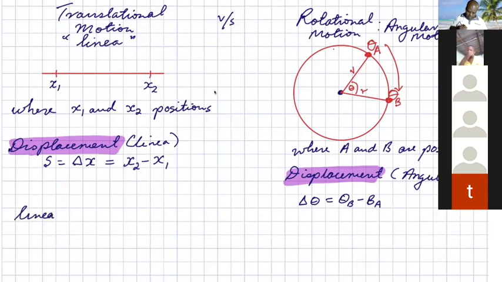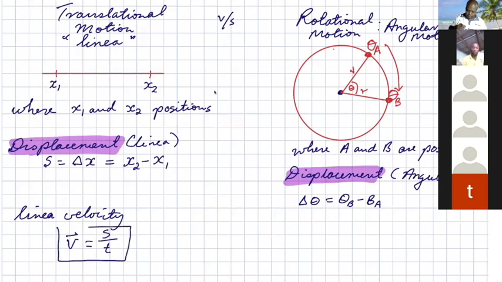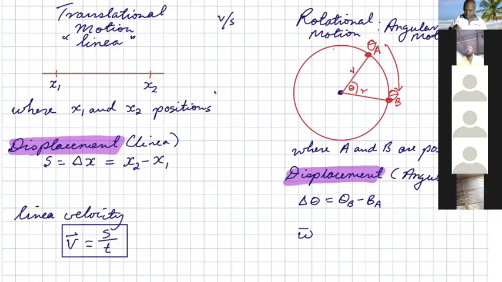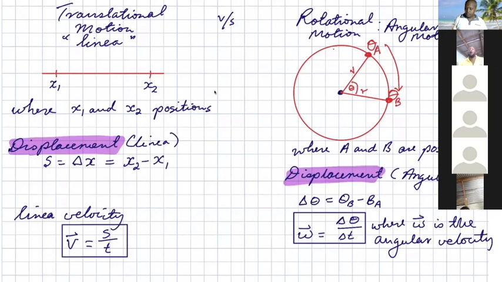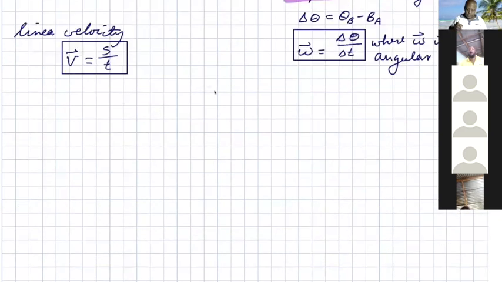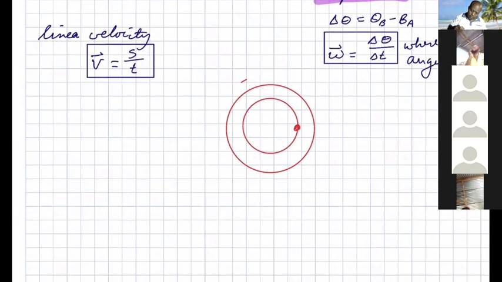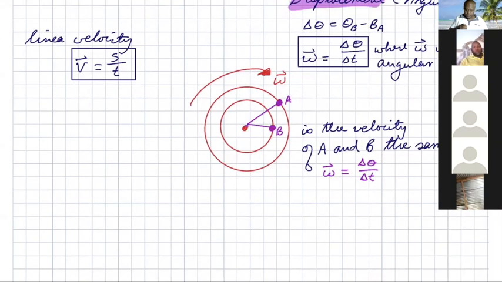You know that linear velocity is S over T. This is basically the average velocity. In angular space, instead of V, we use omega. So this is the formula for angular velocity. Let's make an example of a car wheel. If you've got two positions, the inside of the rim and the outside of the rim, and the wheel is rotating, angular velocity will be given by the change in angle over the change in time.